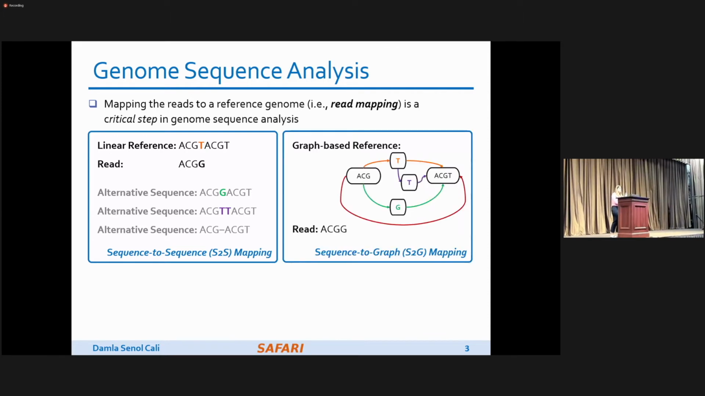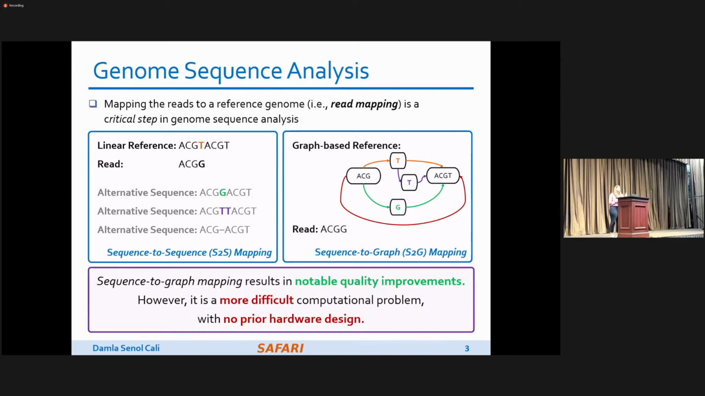Recent works replace the linear reference sequence with a graph-based representation of the reference genome, which we call genome graphs. With the existence of these genome graphs, we can map our reads to this graph representation of the reference genome. This helps us capture the genetic variations and diversity across many individuals in a population, so it results in notable quality improvements in genome sequence analysis. However, it's a more difficult computational problem with no prior hardware design.